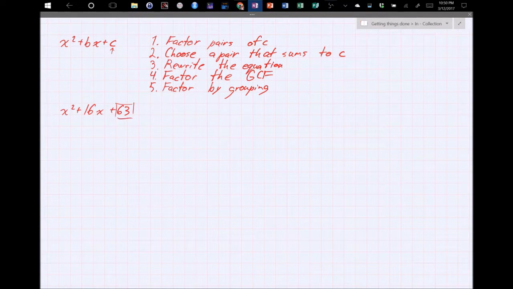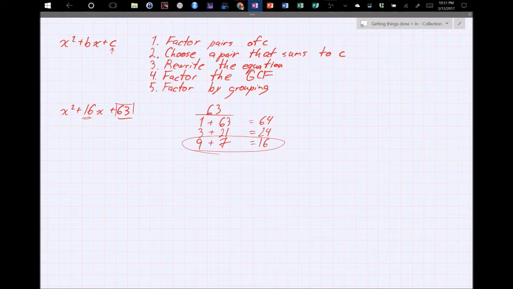Okay, I'm only going to look at 63. I'm going to write 63 over here, and I want to write factor pairs of 63. So 1 and 63, 3 and 21, and 9 and 7. If I add these up, what do I get? I get 64, I get 24, and I get 16. I'm going to pick this because it equals that.